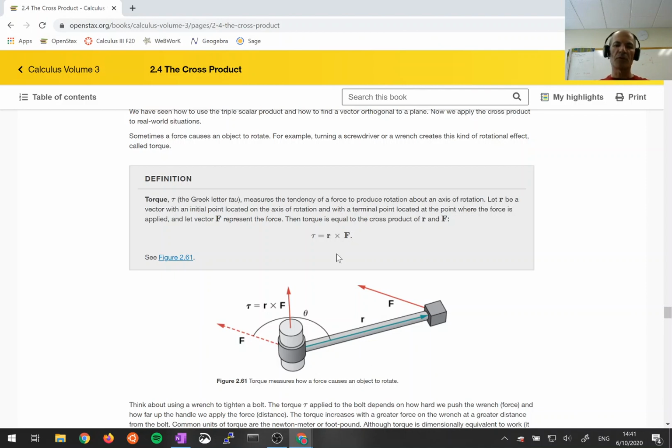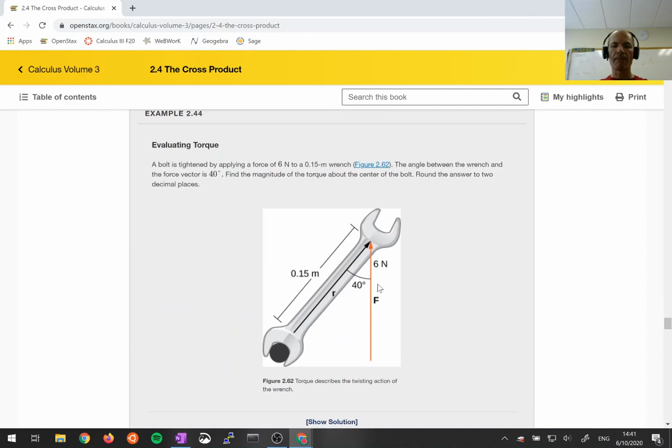And so the formula for torque, which is a vector quantity, is just the displacement vector where you're applying the force, how far you are from the point you're rotating around, and then how much force you are applying. If you can figure out these 2 vectors and do the cross product, that'll give you the torque vector. So the classic example is the wrench on a nut.